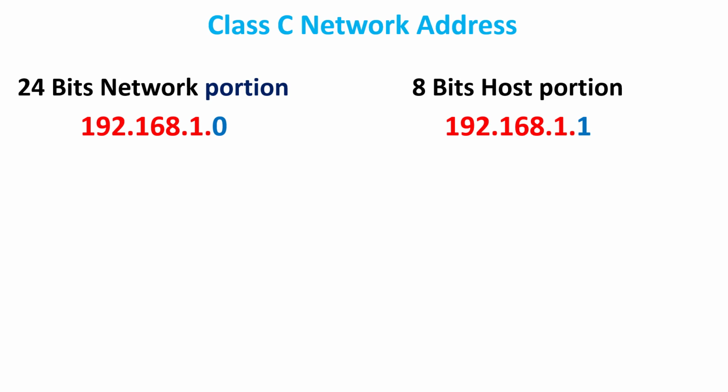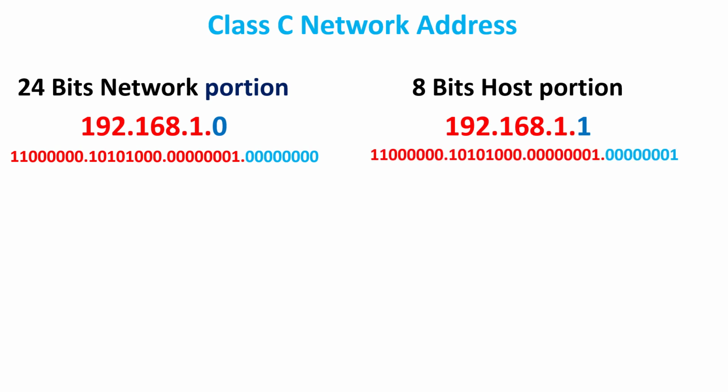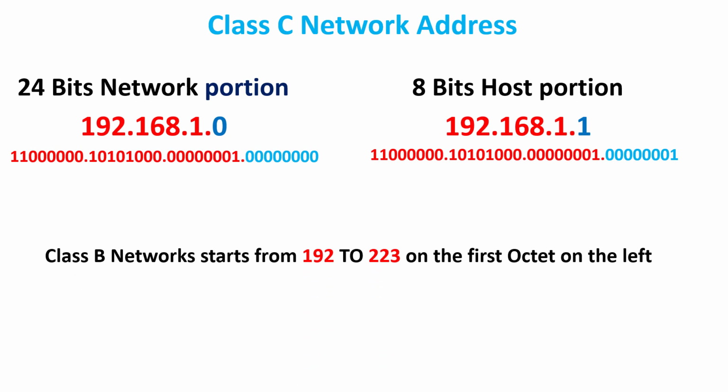And when we read this IP address, 192.168.1.1, this is the host portion. And this is how we write the IP address in binary for the network portion, and this is how we write it for the host portion, as you can see. Now, class B network starts from, sorry, I meant to say class C here, from 192 to 223 on the first octet on the left. This is a typo here. This should be a C.